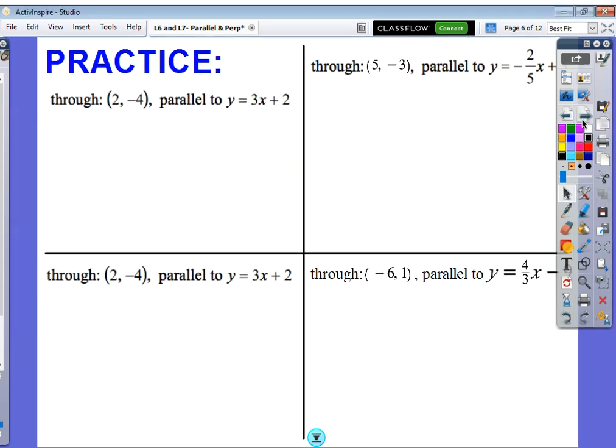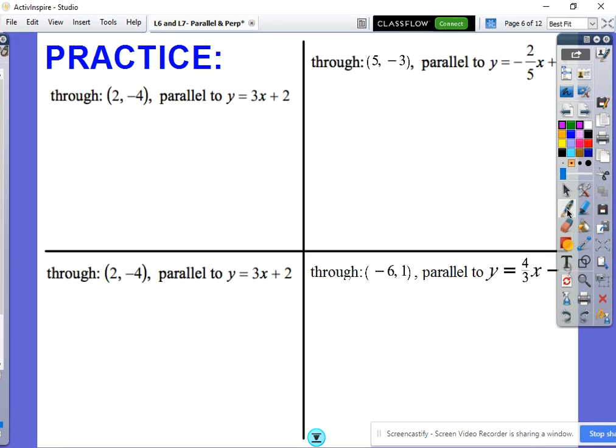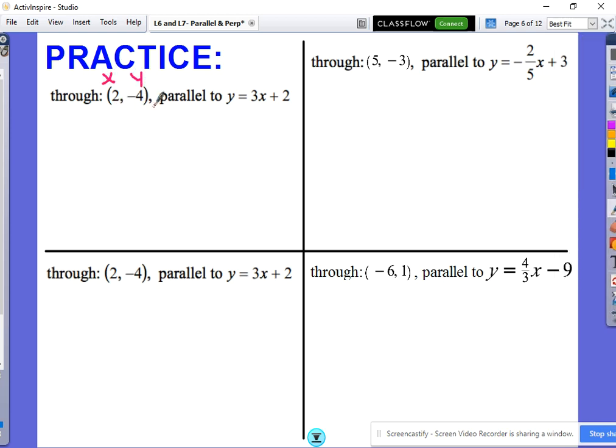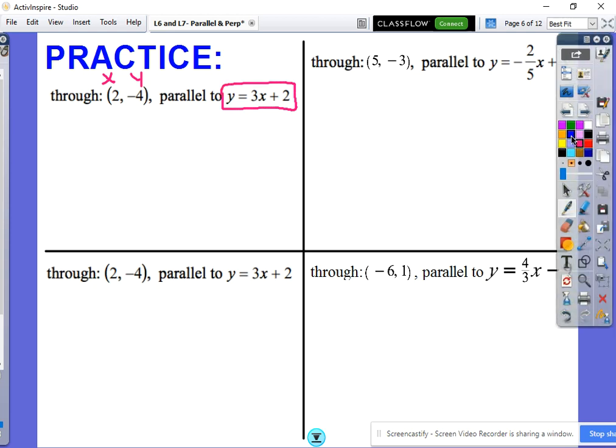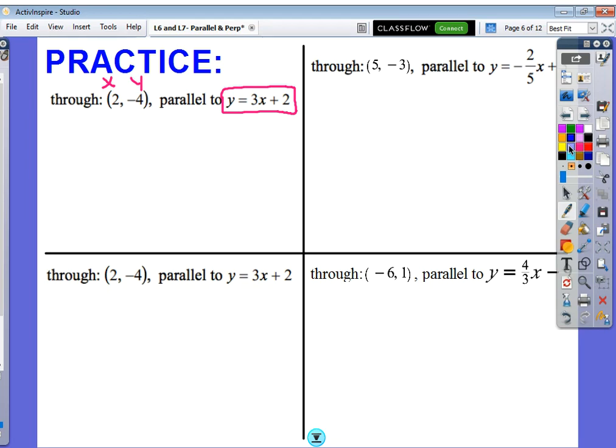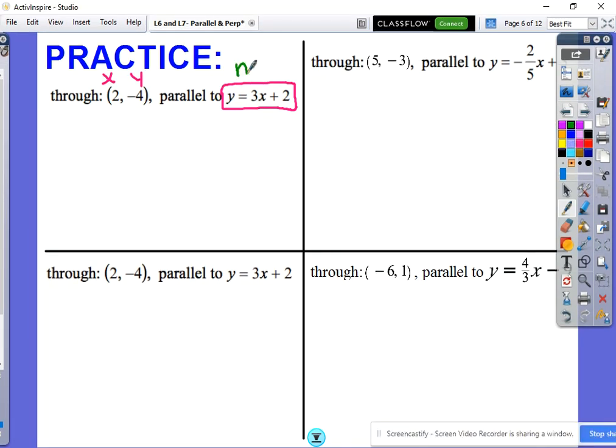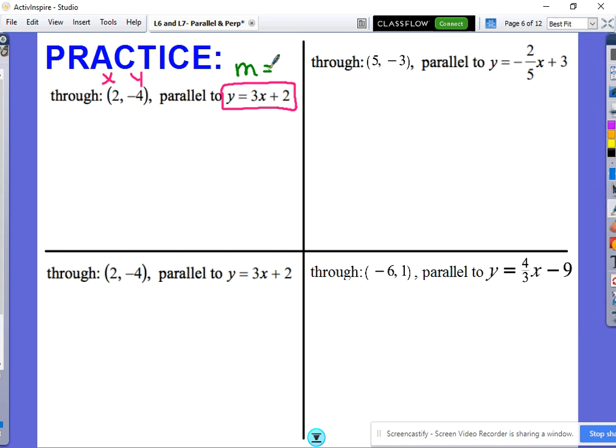So let's take a look. We've been given a point, and what I want you to do right away is go ahead and label it. That's your x and y. And we've been given an equation, y equals 3x plus 2. Honestly, there's really only one thing we need from that equation, and that's its slope. So tell your neighbor what the slope of that equation is. Hopefully you can find it, no problem. So hopefully you wrote down your slope is 3, because there's our m value right there. That's the slope that we've been given.